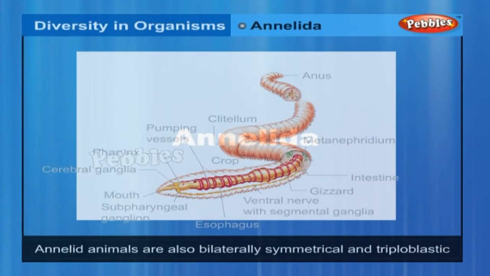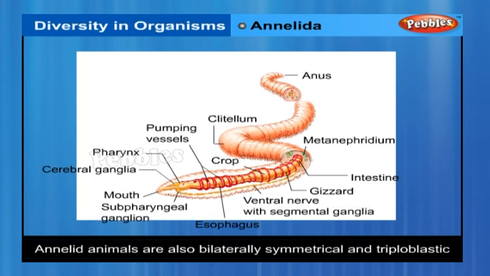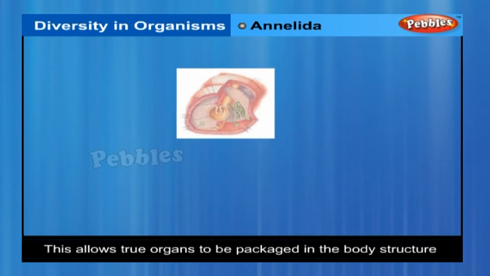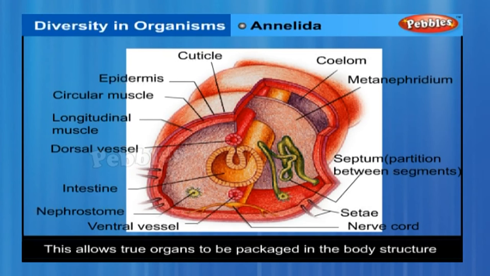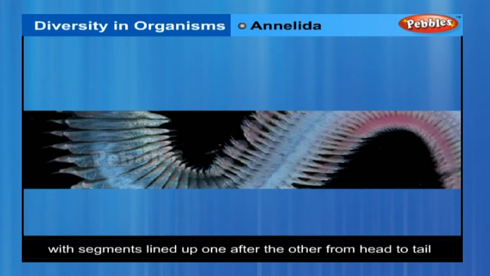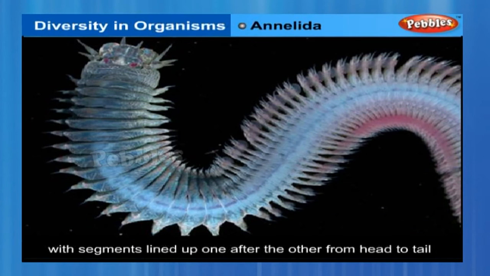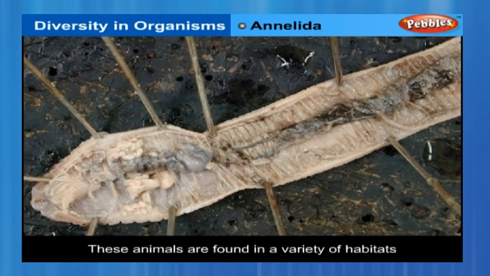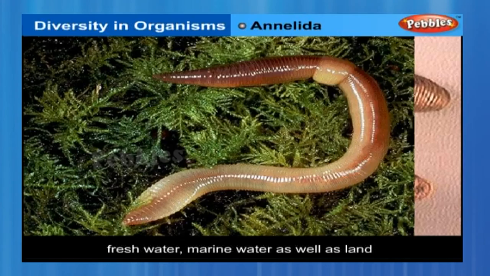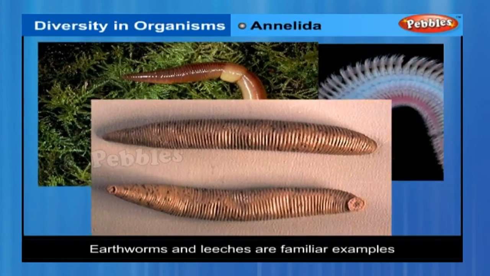Annelida. Annelid animals are also bilaterally symmetrical and triploblastic, but in addition, they have a true body cavity. This allows true organs to be packaged in the body structure. There is thus extensive organ differentiation. This differentiation occurs in a segmental fashion with the segments lined up one after the other from head to tail. These animals are found in a variety of habitats, freshwater, marine water, as well as land. Earthworms and leeches are familiar examples.